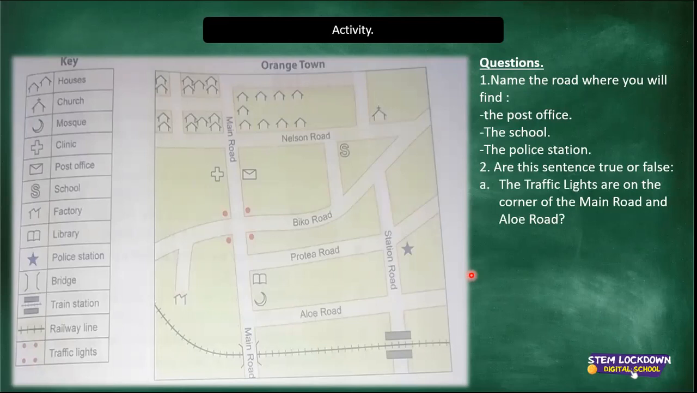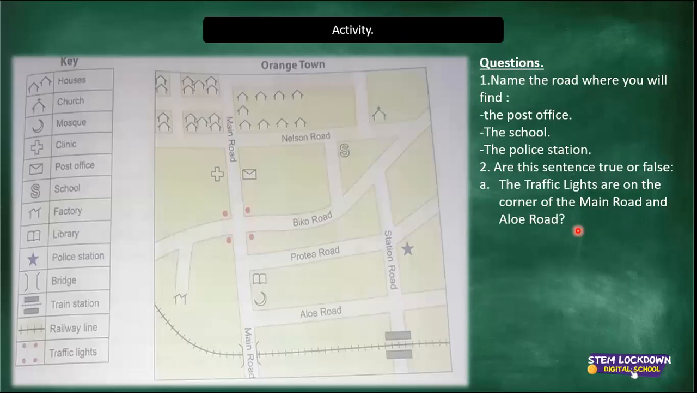Jordan. Ma'am, it's true. Yes. Is it? Listen to the question. The traffic lights are on the corner of the main road and Alu Road. False. It is false. Thank you very much.